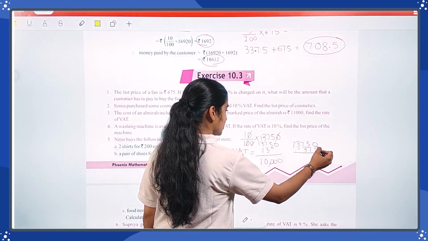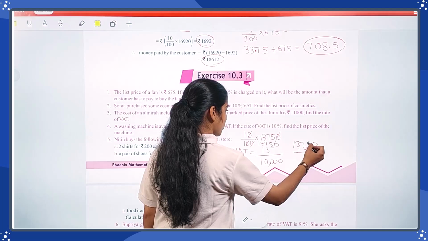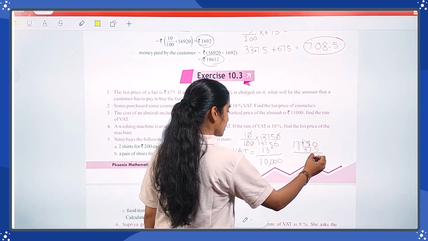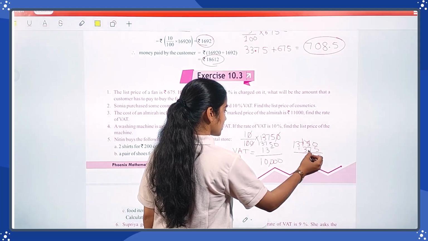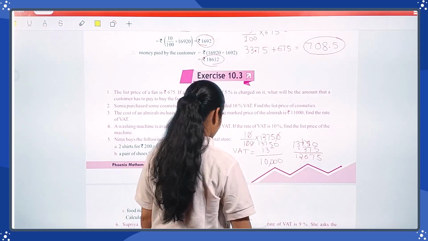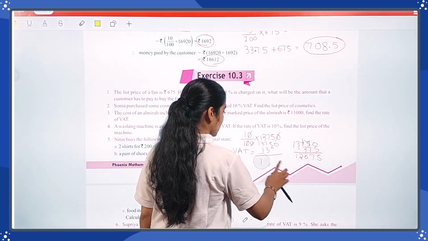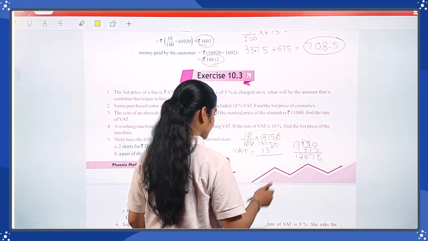If you subtract it, 0 minus 5 is not possible, 14 minus 7 is 7, and 6 minus 3 is 3, and 2 and 1. This is your final amount which you have to pay.